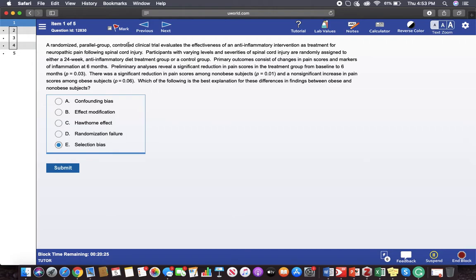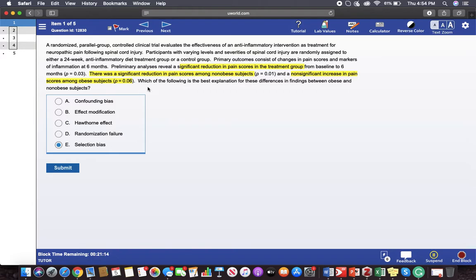A randomized parallel group controlled clinical trial evaluates the effectiveness of an anti-inflammatory intervention as treatment for neuropathic pain following spinal cord injury. So now we're looking at the effectiveness of a medication in an RCT. Participants with varying levels and severities of spinal cord injury are randomly assigned to either a 24-week anti-inflammatory diet treatment or a control group. Primary outcomes consist of changes in pain score. Preliminary analysis reveals a significant reduction in pain scores in the treatment group, which is 0.03, so significant. There was a significant reduction in pain scores among non-obese subjects and a non-significant increase in pain scores among obese subjects. Which of the following best describes these differences?